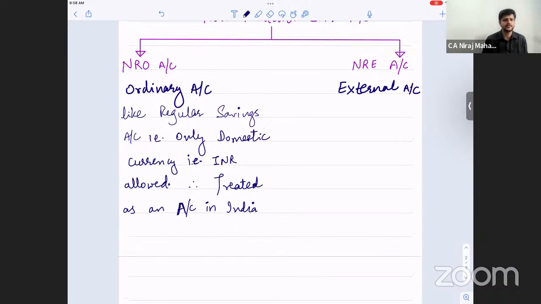However, the external account will be exactly opposite. Over there, you cannot deposit or withdraw INR. It will compulsorily be a foreign currency. Okay, so write down: only foreign currency is allowed to be deposited.